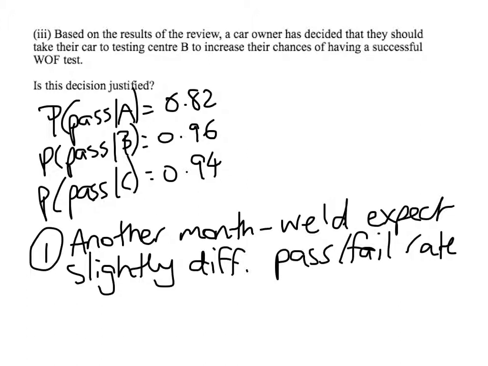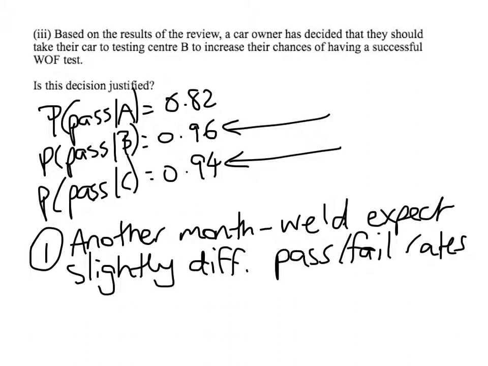So slightly different pass-fail rates, right? And so that's enough reason not really to distinguish between B and C. B's rate is 96%, C's rate is 94%. Yeah, they're a little bit different, but it's hard to know. There were 3,500 cars in one, 2,500 in the other, right? So it's not hard to imagine that those two could flip over. But that's not the fundamental problem with what the car owner is trying to do here.